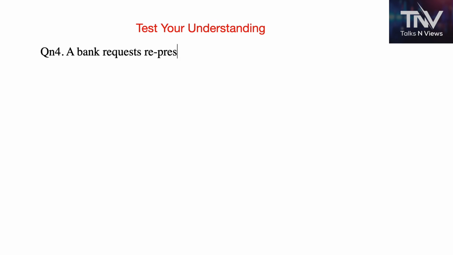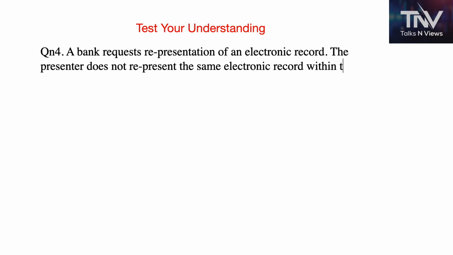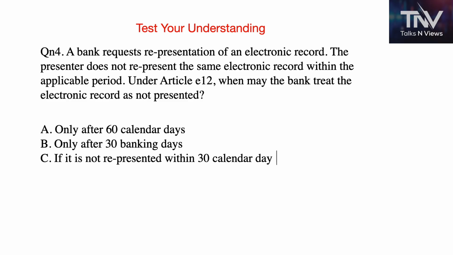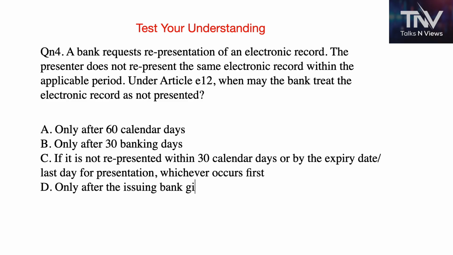Question 4. A bank requests representation of an electronic record. The presenter does not represent the same electronic record within the applicable period. Under Article E12, when may the bank treat the electronic record as not presented? A. Only after 60 calendar days. B. Only after 30 banking days. C. If it is not represented within 30 calendar days or by the expiry date or last day for presentation, whichever occurs first. D. Only after the issuing bank gives permission. Answer: C.